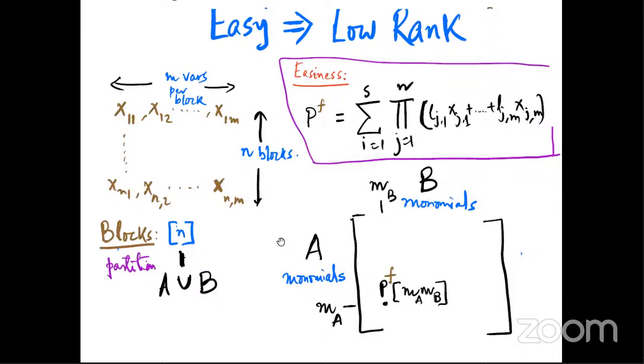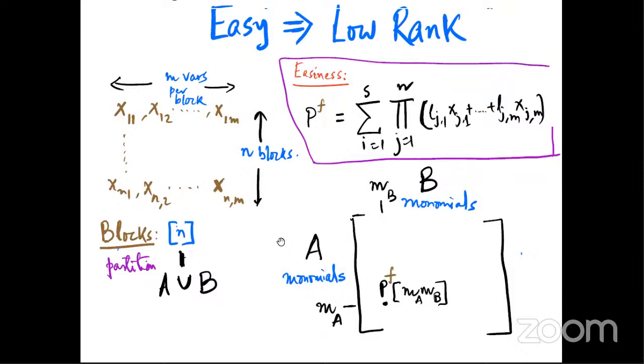Okay, and so for MA and MB, the corresponding entry is just, it's a Boolean matrix, a 0-1 matrix, where you fill in the coefficient of MA times MB in the polynomial P of F. It's a very natural matrix. And so this is this matrix.